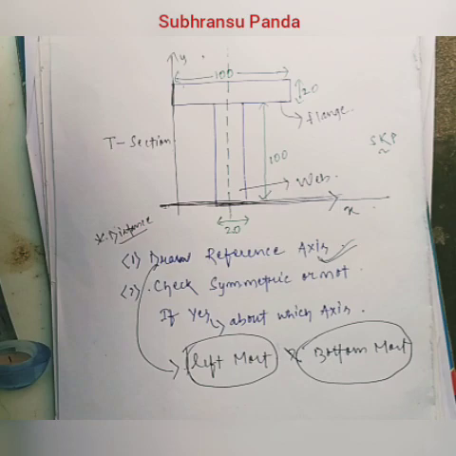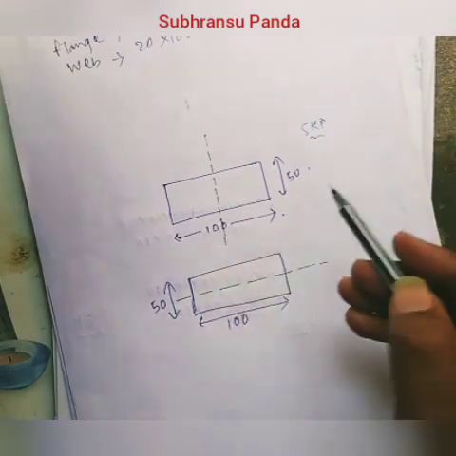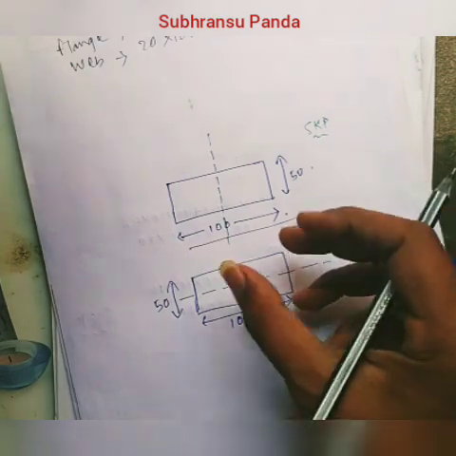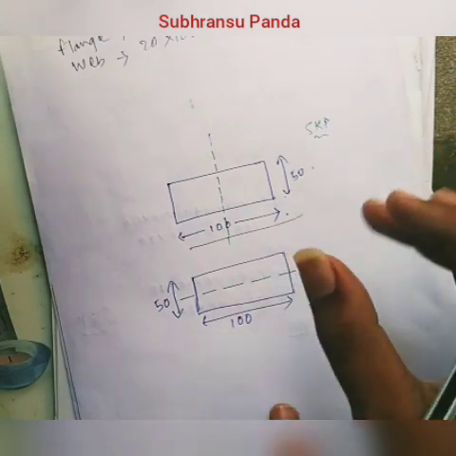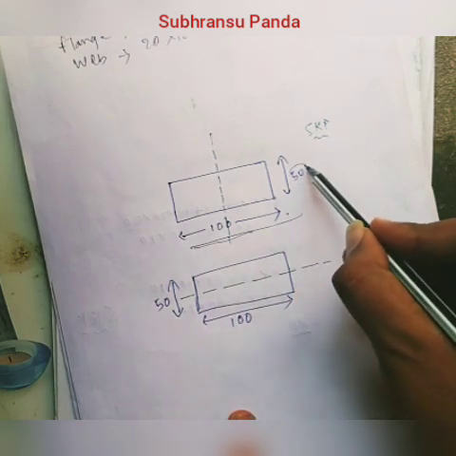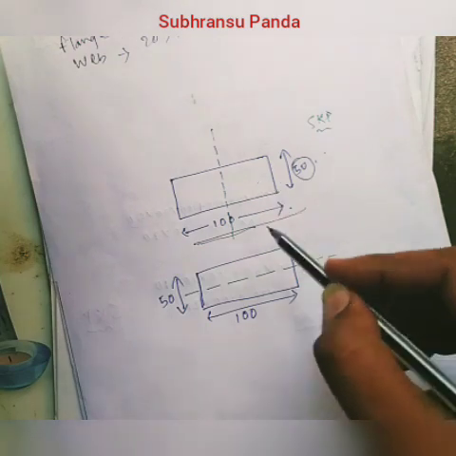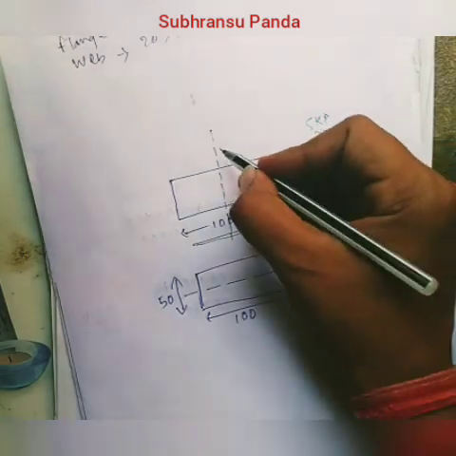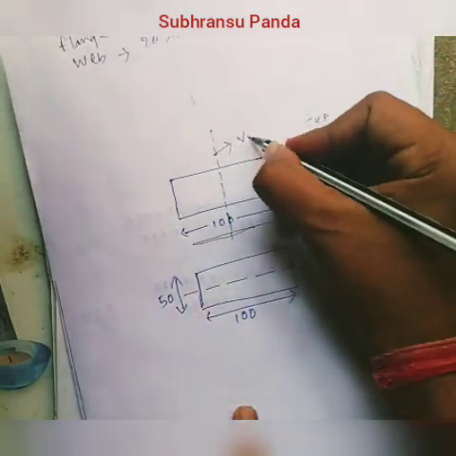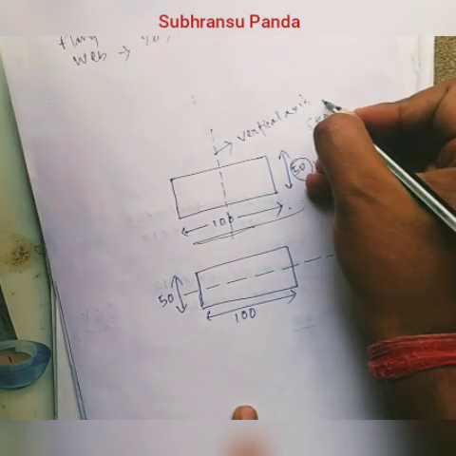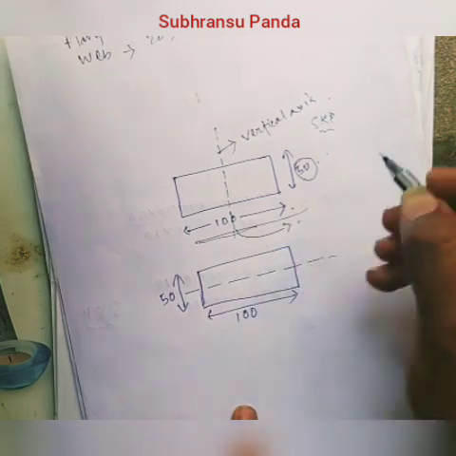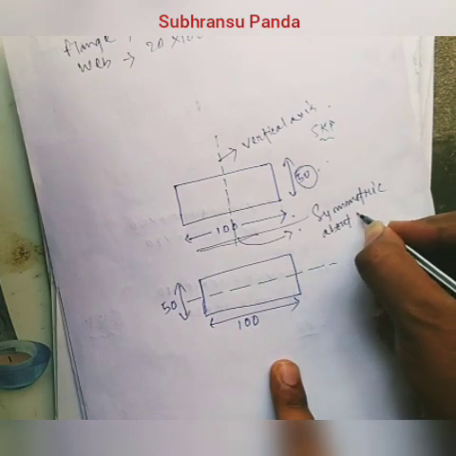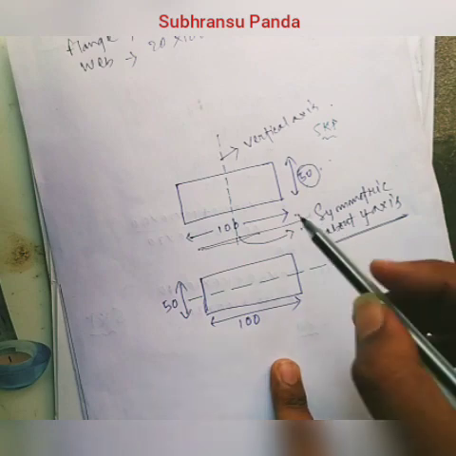First I will show you what symmetry is. In this figure, this is a rectangle, the length is 100. As I told you, I will not give you the units, it will be according to the question. Just remember this: if this is 100 and this is 50, and I have drawn a vertical line here, the section is symmetric about this vertical axis, so we can call it symmetric about the y-axis.